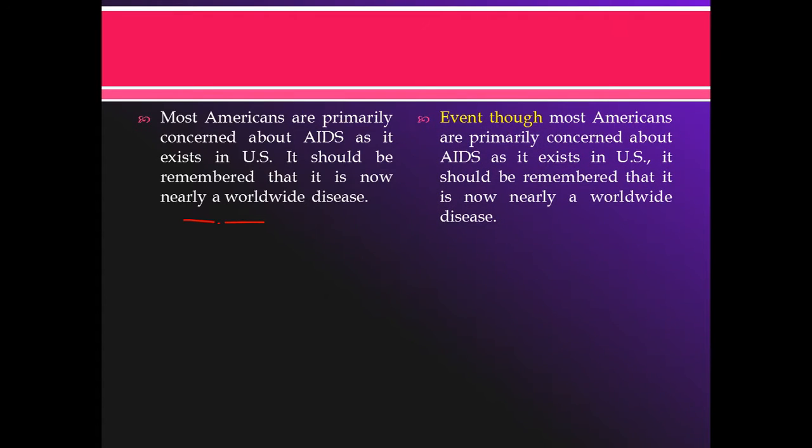So it might be better written as this. Even though most Americans are primarily concerned about AIDS as it exists in the US, it should be remembered that it is now nearly a worldwide disease. See, now the two thoughts are connected, they're linked, and we can see how the two thoughts are linked. This is what the author intended to say. It's just that they couldn't quite put it in the words, right? So they put it in two sentences. Even though most Americans are primarily concerned about AIDS as it exists in the United States, it should be remembered that it is now nearly a worldwide disease. I hope you see how that flows better.